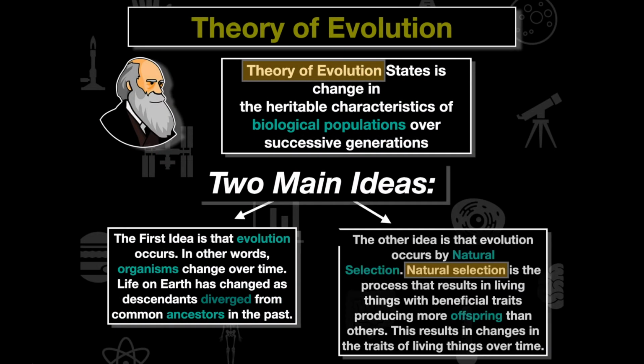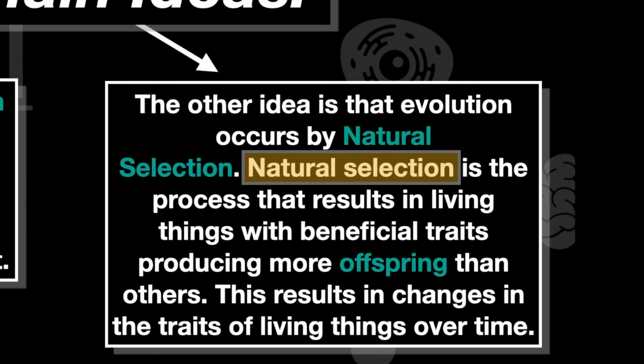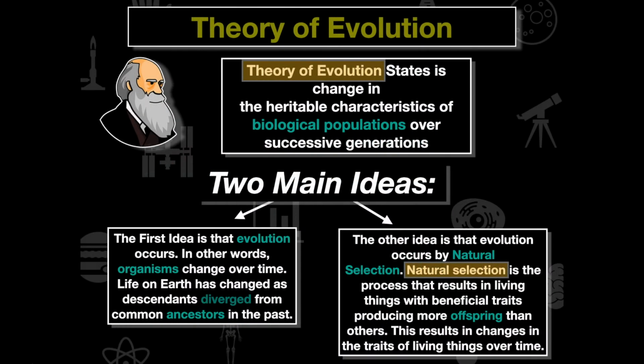The other idea is the process of natural selection. Natural selection is the process that results in living things with beneficial traits that allow these organisms to produce more offspring compared to other organisms. This results in changes in traits in populations and these organisms over time.